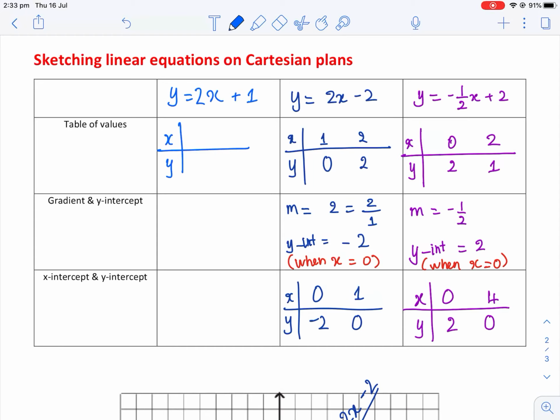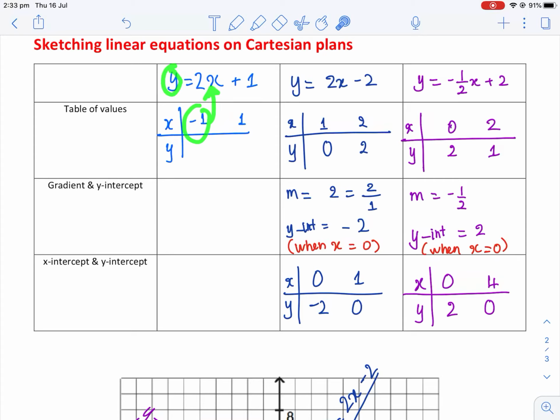So if x equal negative 1, I substitute the x value into here to find y. Y is going to equal negative 2 plus 1, so it's negative 1 here. And if x equal 1, then y equal 3. So now I have 2 points here and here. I'm going to plot these 2 points in my Cartesian plane and connect those 2 points together to complete my graph.